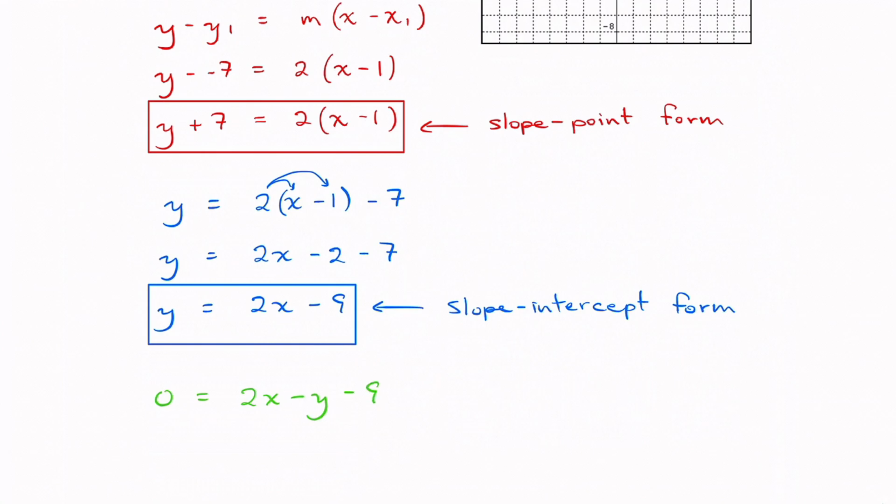And then with our general form, we just had to make sure whatever was in front of the x couldn't be negative, and it also couldn't be a fraction. So in this case, the 2 is okay. That is our general form final answer.